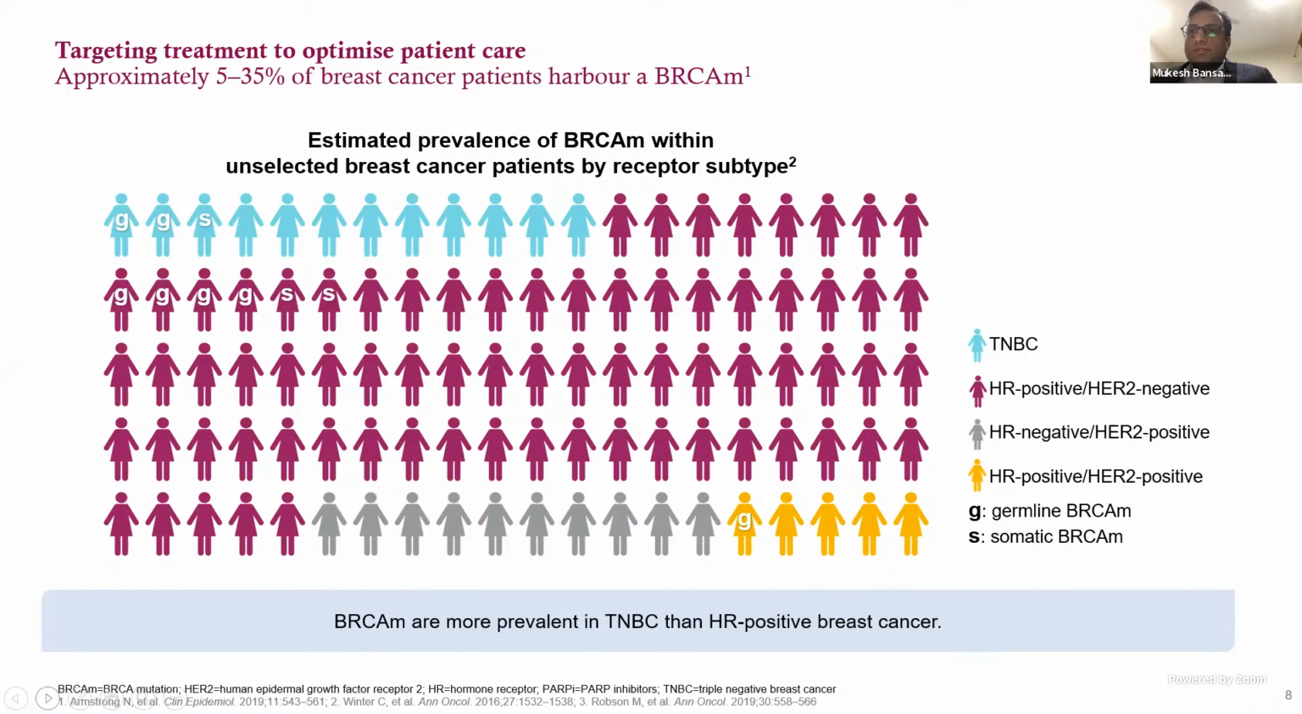So this diagram slide shows the presence of BRCA mutation in different breast cancer types. We can see they are common in triple negative disease and hormone positive HER2 negative disease. They are very rare in hormone negative HER2 positive disease, and again rare in hormone positive triple positive disease. So the most common type is triple negative breast cancer, as can be seen in the top line. So BRCA mutations are more prevalent in triple negative breast cancer. Next slide, please.